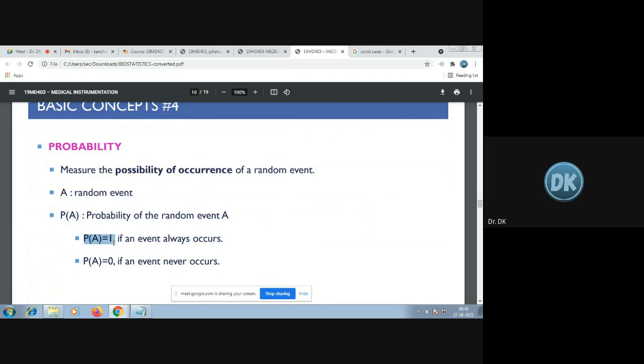So P of A is equal to 1 if an event always occurs. For example, for rainfall, P of A equal to 1 denotes there is rainfall today. If P of A is equal to 0, then the event will never occur. So if the rainfall is not happening today, then your probability is equal to 0. Okay. And if it is equal to 0.5, there is a 50-50 chance, so it might be raining or it may not be raining. Okay. So probability is one important concept in statistics.